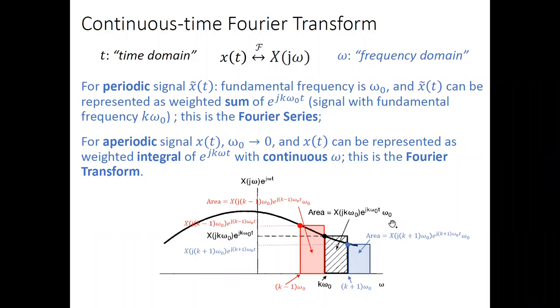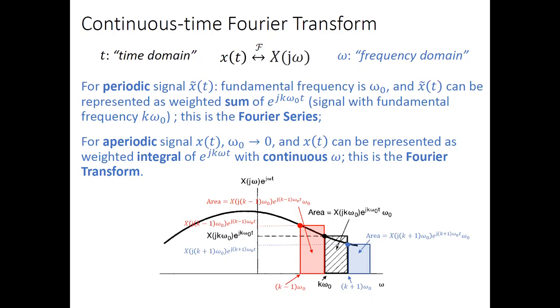And the Fourier transform is actually transforming a signal x of t in the time domain to a signal capital X of j omega in the frequency domain. So why can we understand this continuous variable omega as a frequency? We can understand it by connecting it back to the Fourier series we learned in the last chapter. For a Fourier series of a periodic signal, x tilde of t, since it's periodic, there is a well-defined fundamental period and a well-defined fundamental frequency, omega zero, which is a positive number.